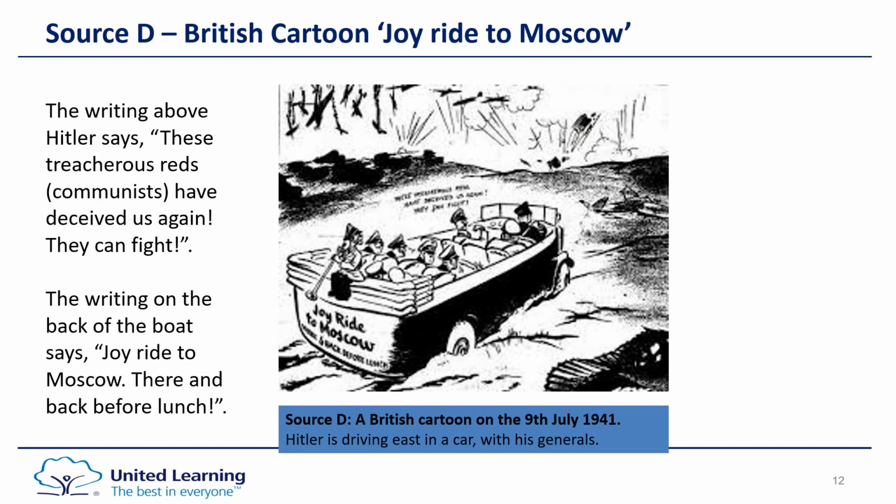Here is another source. This one is a British source, and it's a cartoon, called Joyride to Moscow. Hitler's sitting in the front, or near the front. The man with the black uniform on is the driver, and Hitler's sitting just behind him. Hitler is saying, "These treacherous Reds," meaning the communists, "have deceived us again." You can see the planes in the sky are being shot down. Hitler's saying they can fight, and he's clearly surprised that the Soviets are giving such a strong response.